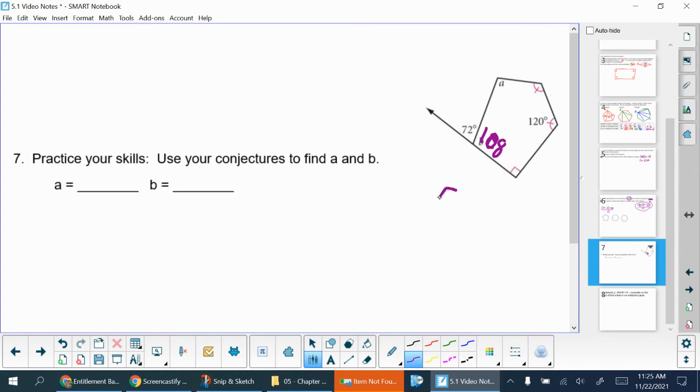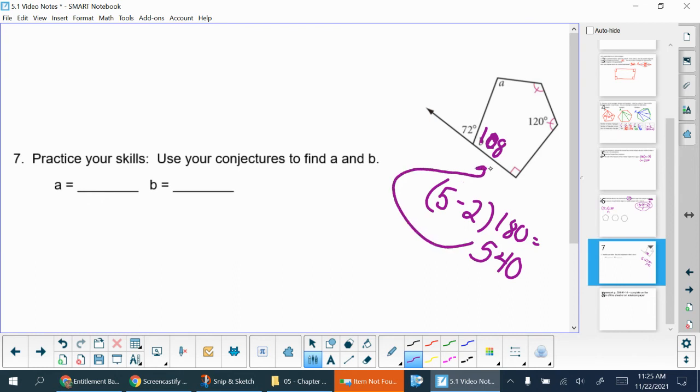Now I've got a pentagon. Well, I know a pentagon has 5 sides, so 5 minus 2 times 180 is 540. So I know that the total degrees for this whole pentagon on the interior angles has to be 540. So now I'm just going to subtract. I got 90 here. I've got 120 here. This one's marked congruent, so it's also 120. So I'm going to do 540 minus 108 minus 90 minus 120 and minus 120. When I hit enter on my calculator, A comes out to be 102 degrees. So A is 102, B is 108.